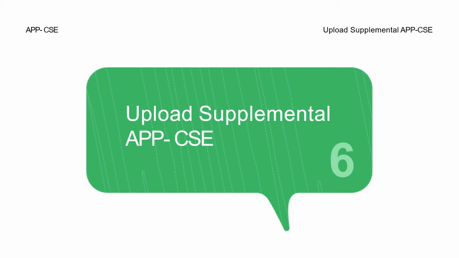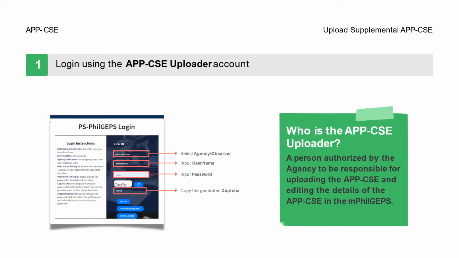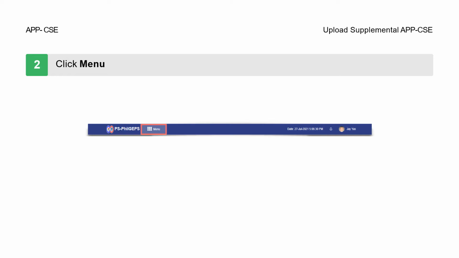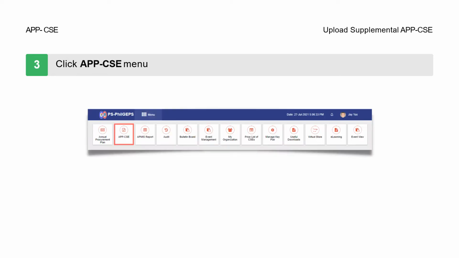Here are the steps in uploading Supplemental APP CSE. Step 1. Log in using the APP CSE Uploader account. Step 2. Click Menu button. Step 3. Click APP CSE Menu button.